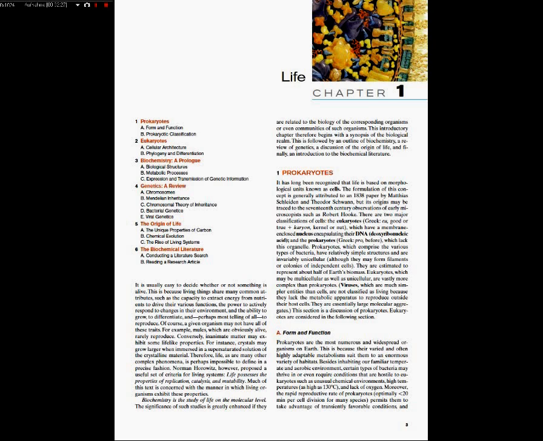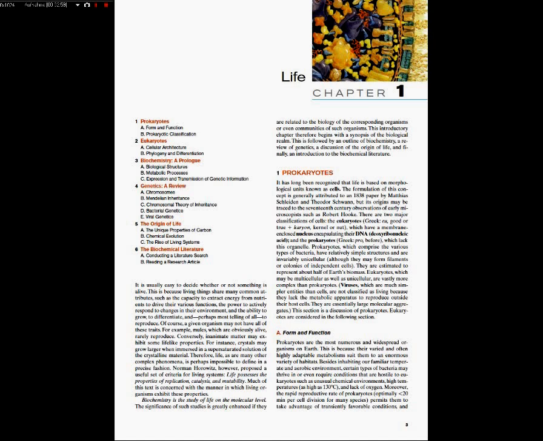There are two major classifications of cells: the eukaryotes, from the Greek word eu, good or true, and karyon, kernel or nut, which have a membrane-enclosed nucleus encapsulating their DNA, the deoxyribonucleic acid, and the prokaryotes, from the Greek word pro, before, which lack this organelle.